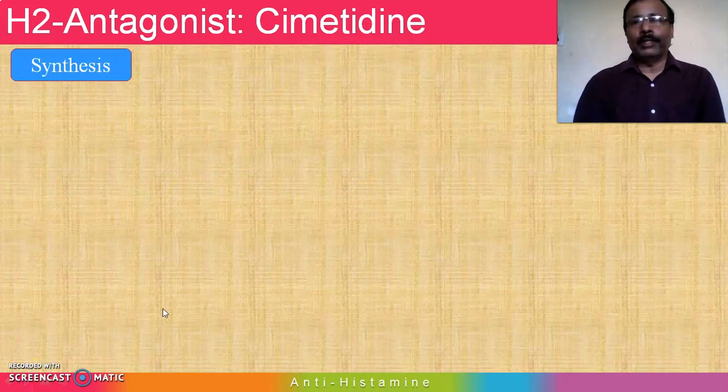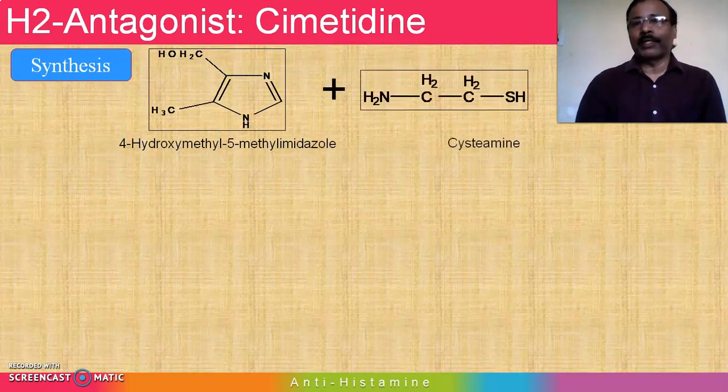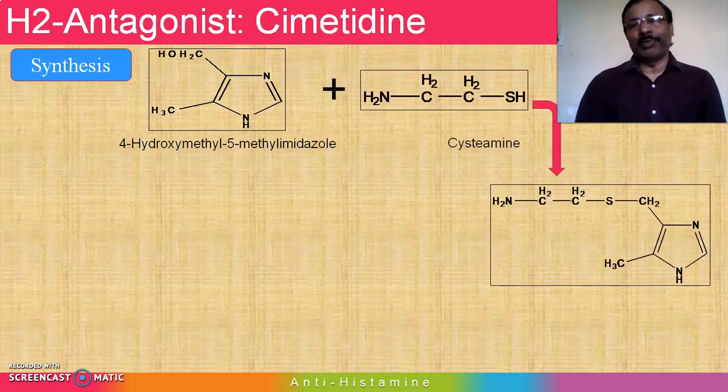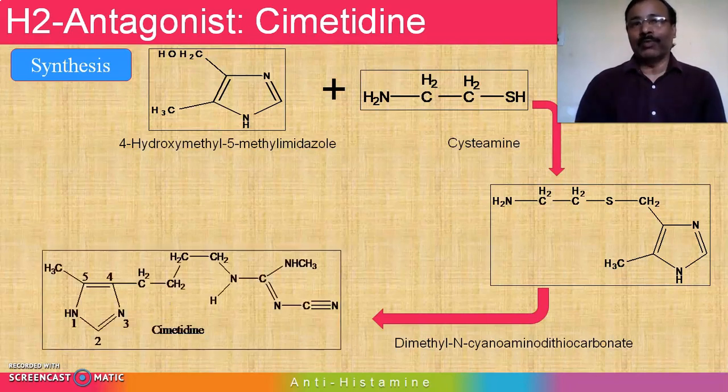Now let's see the synthesis of Cimetidine. The starting material in the synthesis of Cimetidine is 4-hydroxymethyl 5-methyl imidazole. This compound is treated with cysteamine, which gives an intermediate. This intermediate, when treated with dimethyl N-cyanodithioiminocarbonate, ultimately gives Cimetidine. So in this way, the Cimetidine synthesis takes place.